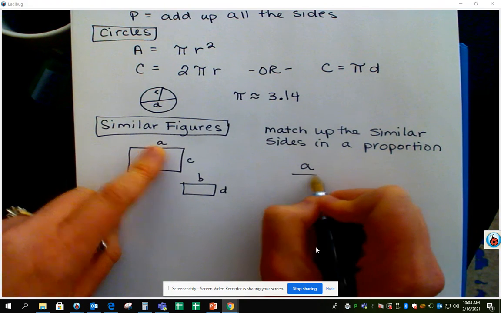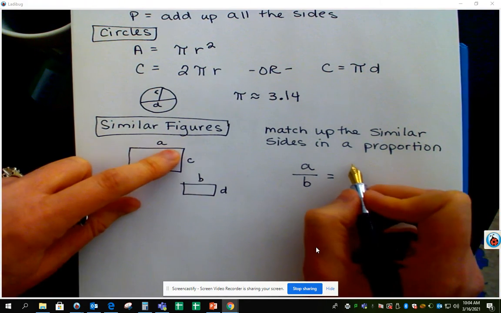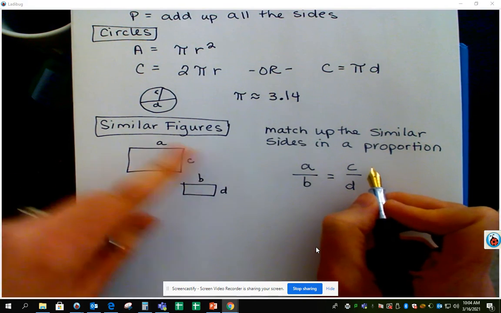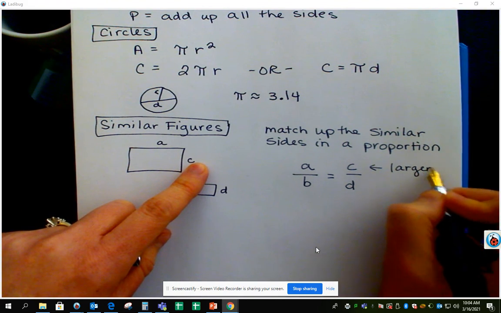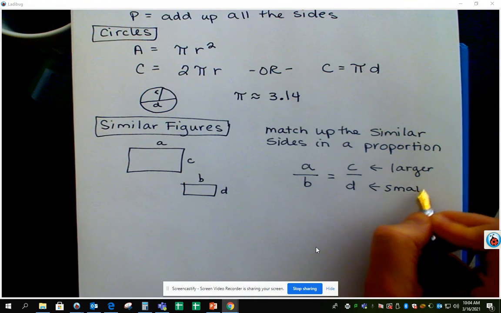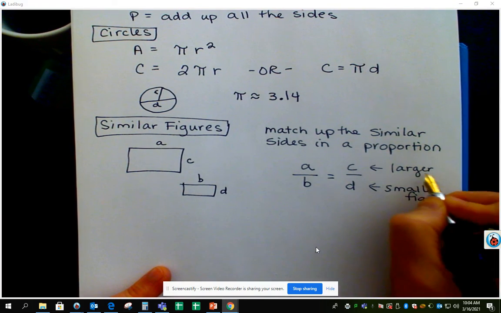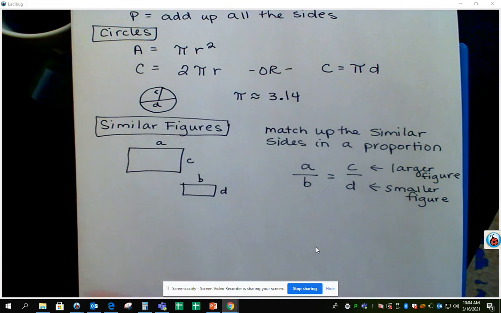So A is to B, and then I do the short sides as C is to D. And just be consistent. Notice both of my 2 on the top are from the larger one, and the 2 on the bottom are from the smaller figure. Larger figure. Doesn't matter which one as long as you keep it consistent.